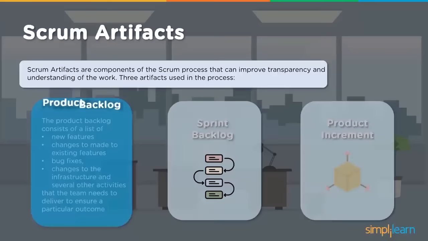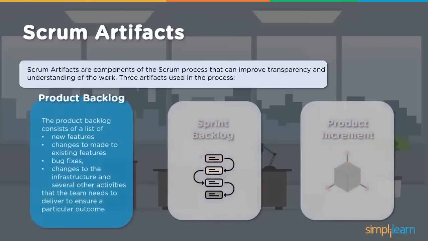When I say product backlog, it consists of a list of new features, changes to be made to existing features, bug fixes, changes to the infrastructure and several other activities that the team needs to deliver to ensure a particular outcome. So this product backlog comes with the required features and functionalities that need to be delivered. The prioritization of this has to happen in what order it needs to be delivered. So the product backlog is the full list which needs to be delivered as part of this project.